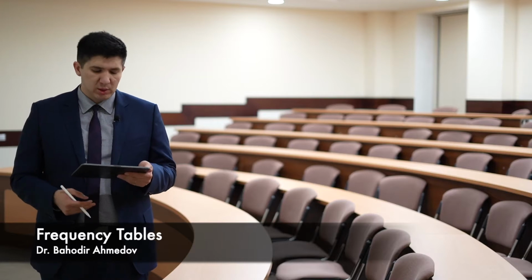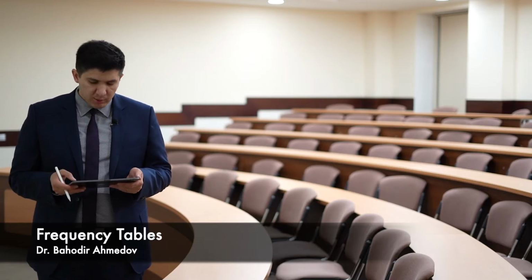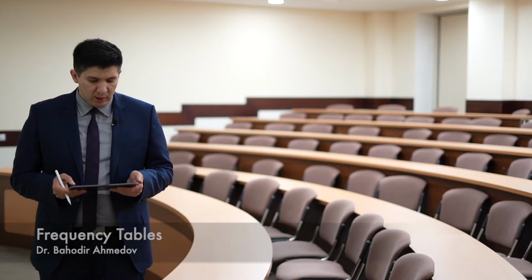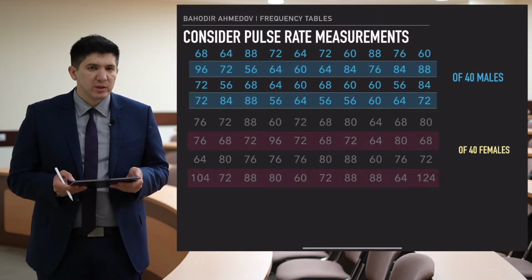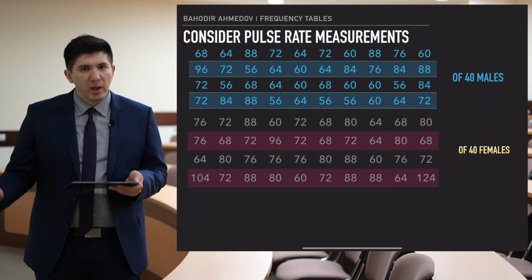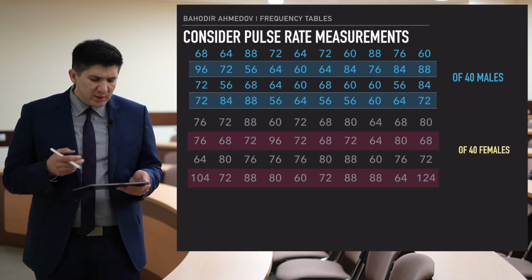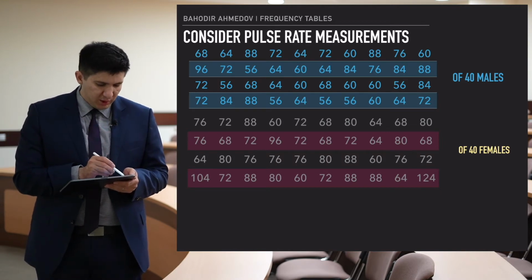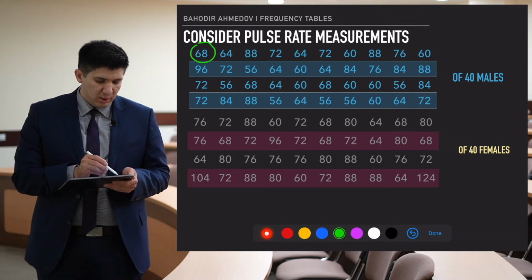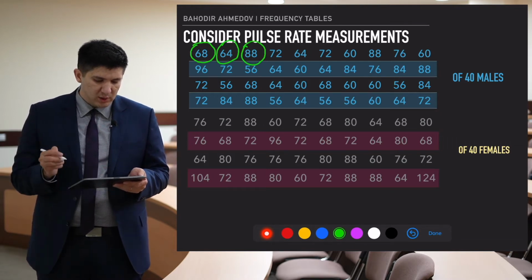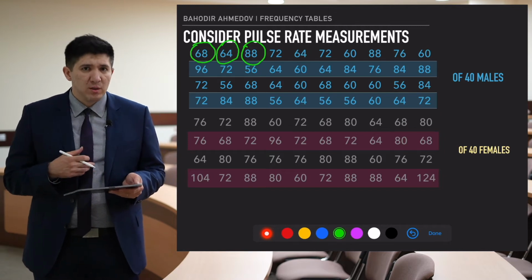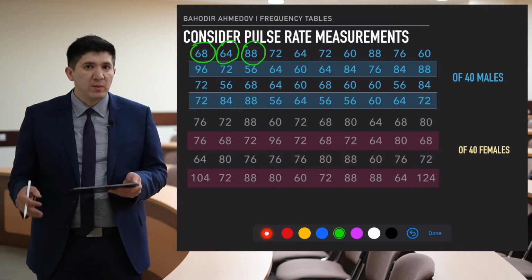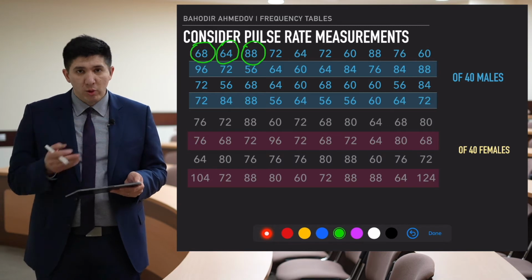In this video lecture, we are going to discuss frequency tables. Most of the time, we collect data and put it into tables. Let's consider these two tables, where we have collected and measured the pulse rates of 40 males and 40 females. We can see some of the values from this table. The measurements of the pulse rate of the males start like 68, 64, 88, 72, but it is very difficult to make a summary or conclusion about the pulse rates of males or females by just looking at these tables.